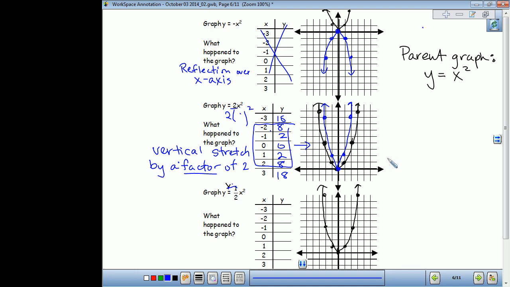So a vertical stretch is going to affect the y's. And whatever this number is, that's what you multiply your y by. Does that make sense?